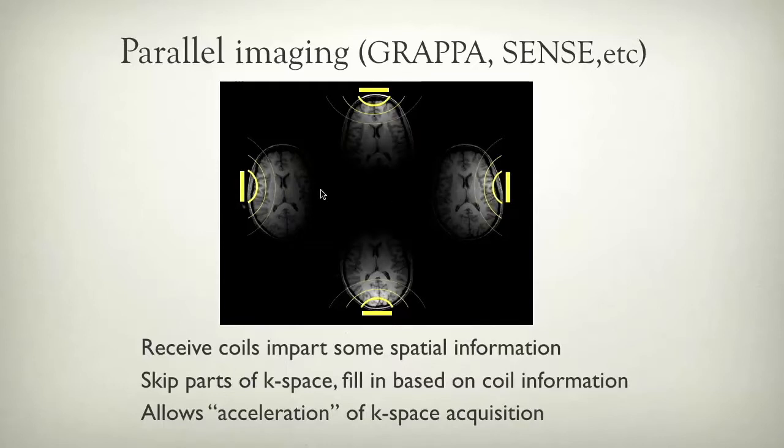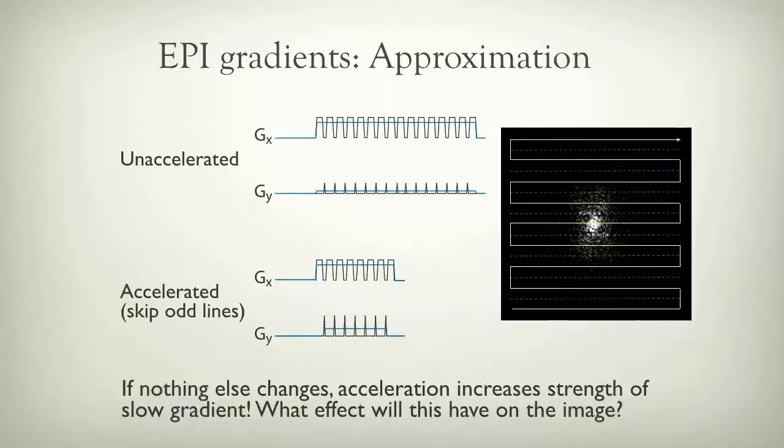If this coil sees a signal that's high and this coil sees a signal that's low, it kind of tells you that it's probably closer to this coil. So what that allows us to do then is to skip parts of K-space. What that looks like in the case of EPI is, for example, it allows us to skip every other line. Okay? So if we skip every other line, and then we use this coil information to fill in the missing lines in reconstruction, what we've enabled ourselves to do is to increase the strength of this slow gradient.